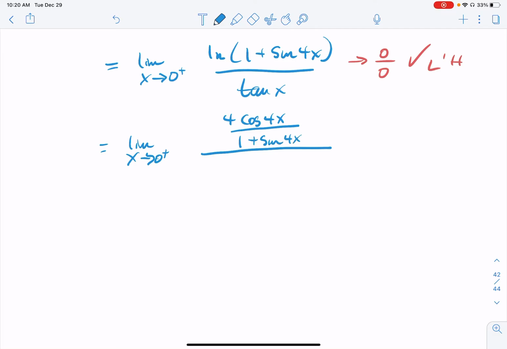And now take the derivative of the denominator. What's the derivative of tangent? It is secant squared x. So far, so good. All right, now we want to try our direct substitution once again. Let's see if we have to use L'Hopital's again or if we're good to go.